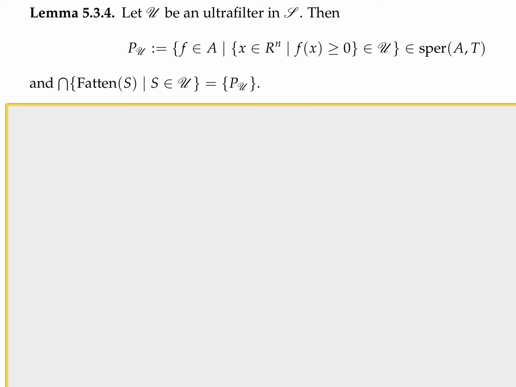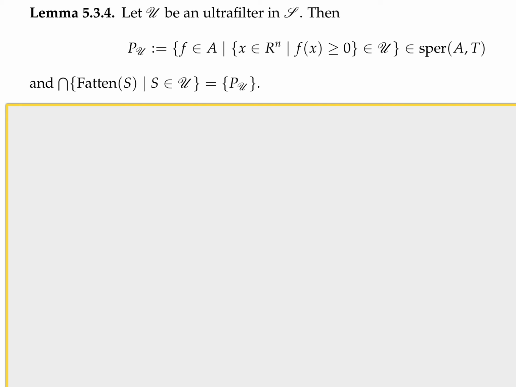And the idea is that you are saying that something belongs to its prime cone if and only if its non-negativity set, and here I have to take it in R^n, is in the filter, okay? So that's a pretty nice way to get from an ultrafilter in this Boolean algebra a prime cone.